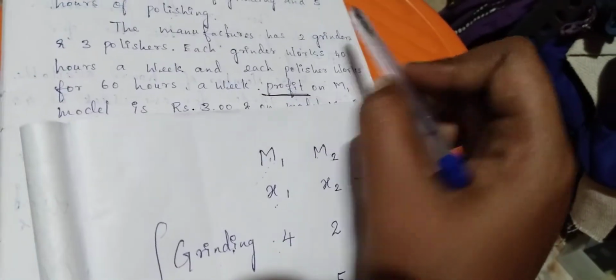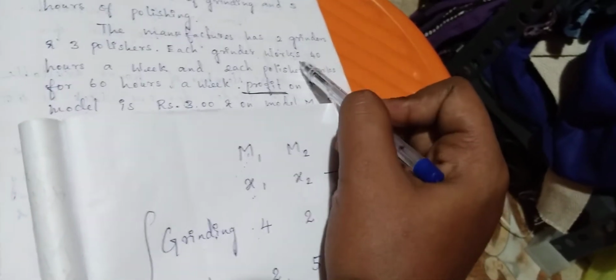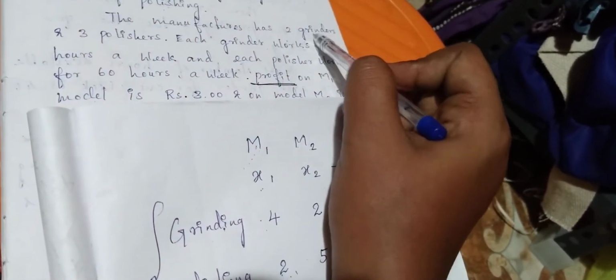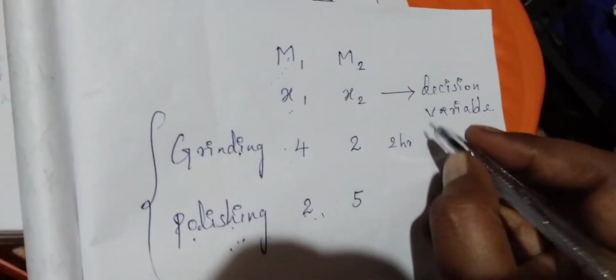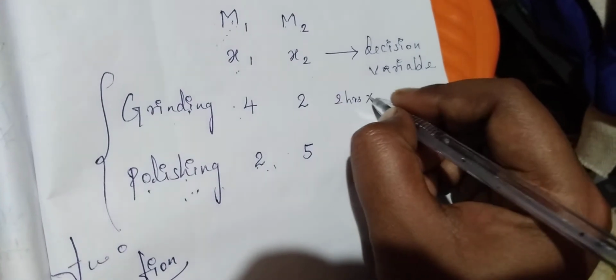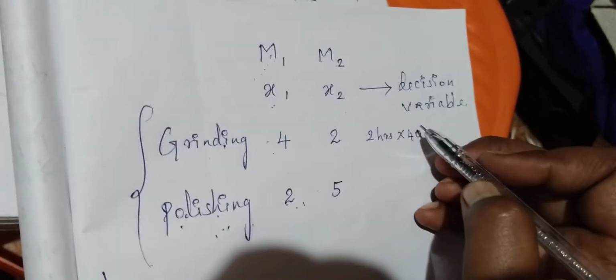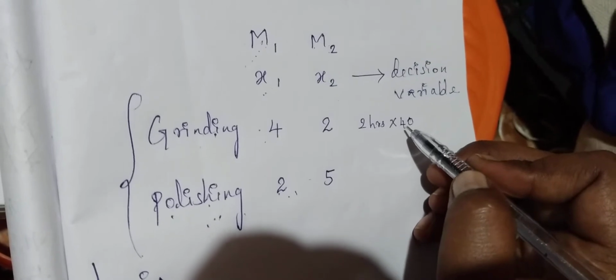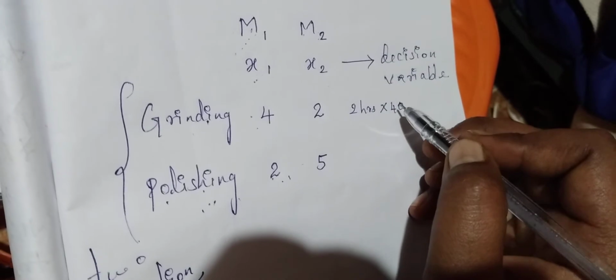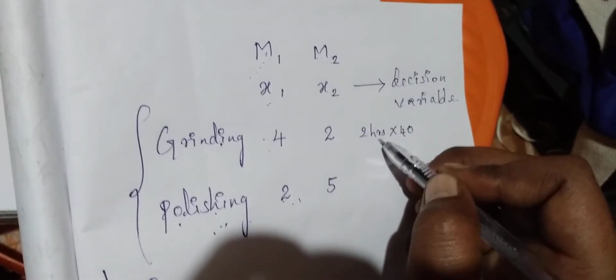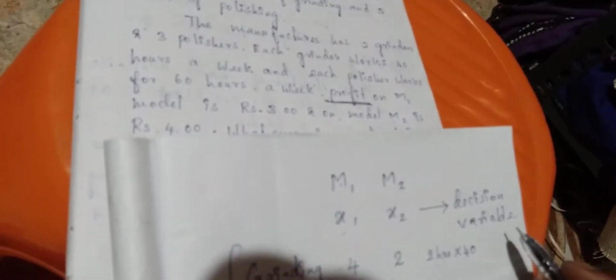Okay, 2 grinders and 3 polishers. Each grinder works for 40 hours. And how many hours have they worked? Total hours for 2 grinders: 2 into 40 for one. So each grinder works for 40 hours. They have mentioned in the question 2 grinders, so 2 into 40 equal to 80.